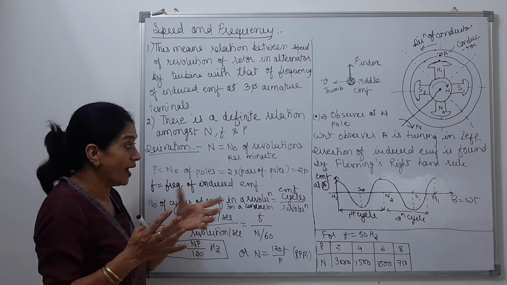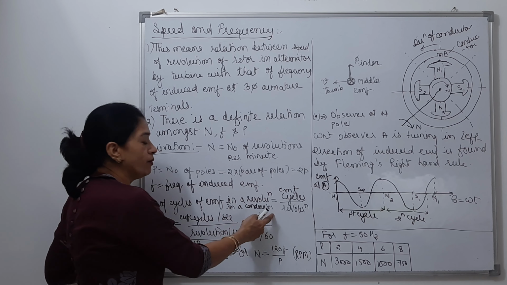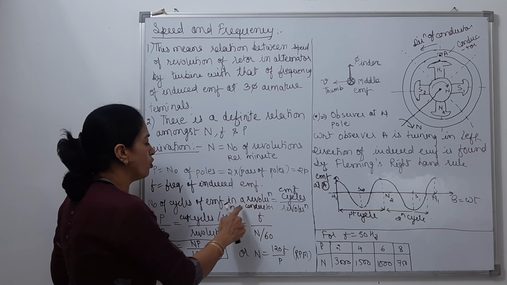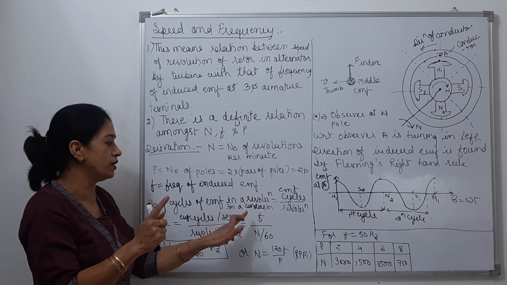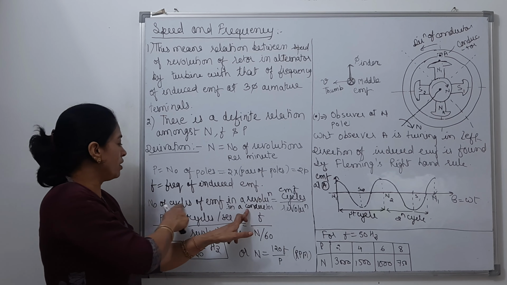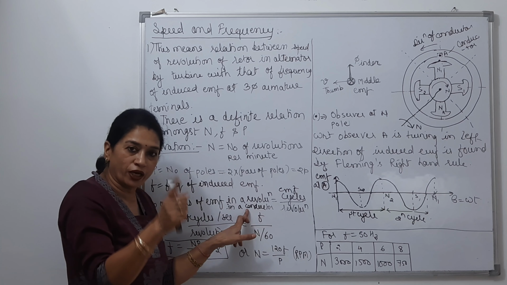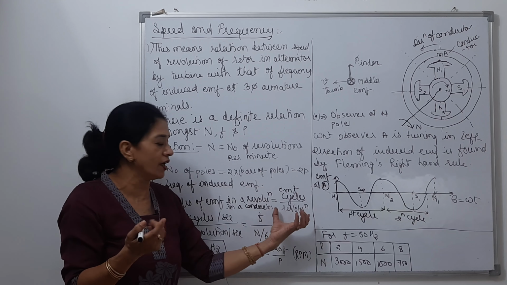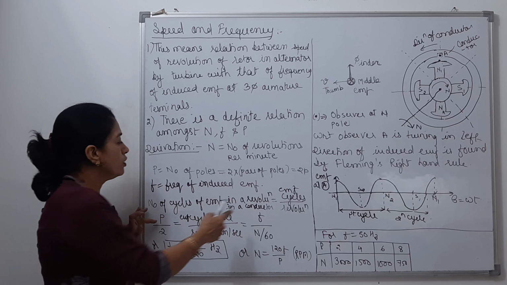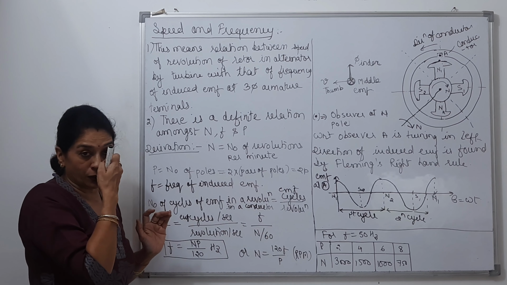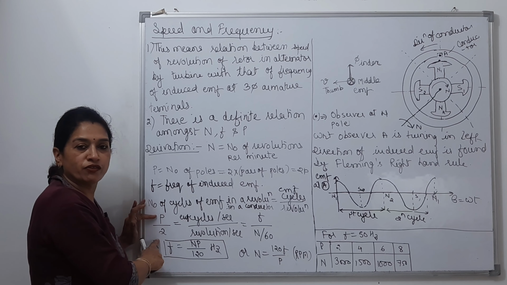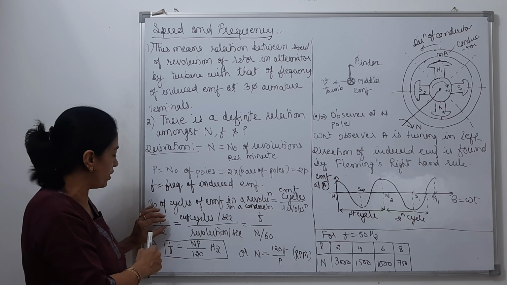So that particular concept I am grabbing here: number of cycles of EMF in a revolution in a conductor. In one conductor, how many cycles are there per revolution? That is nothing but EMF cycles per revolution. I am writing mathematically: this is equal to the number of pairs of poles. So total number of poles divided by 2 gives me the number of pairs of poles.